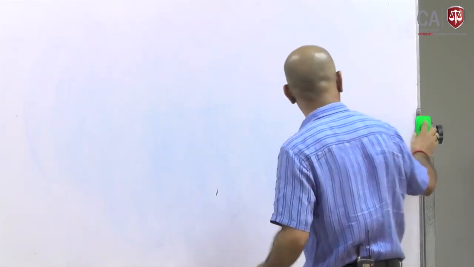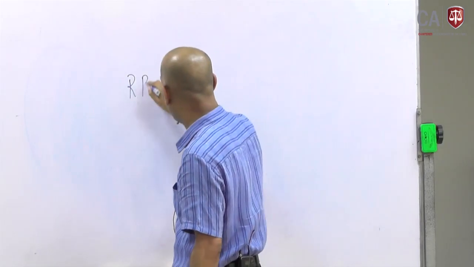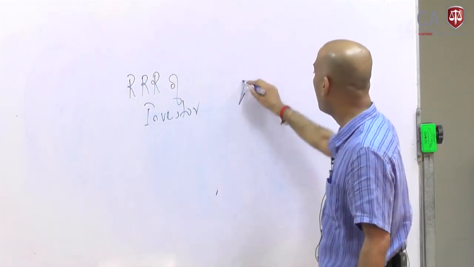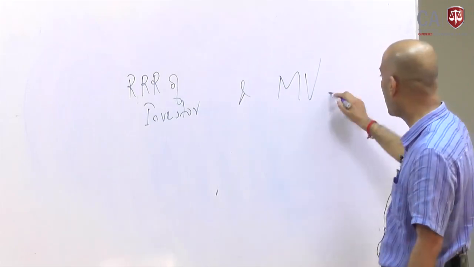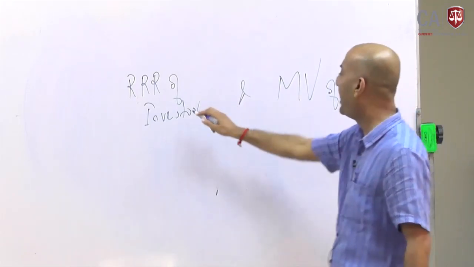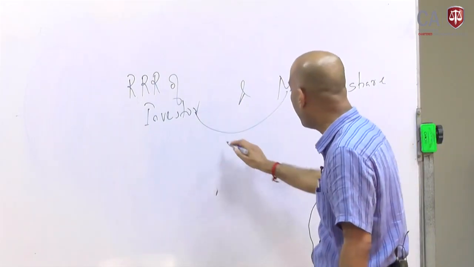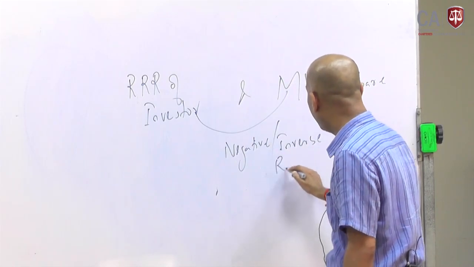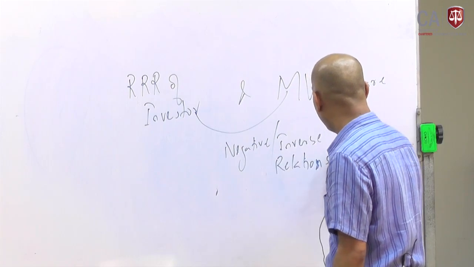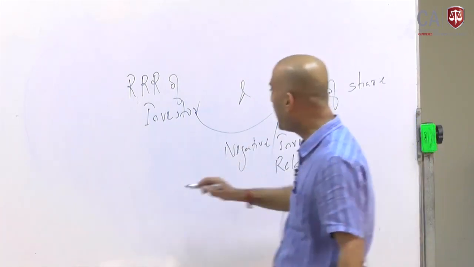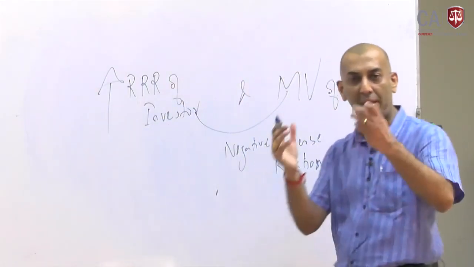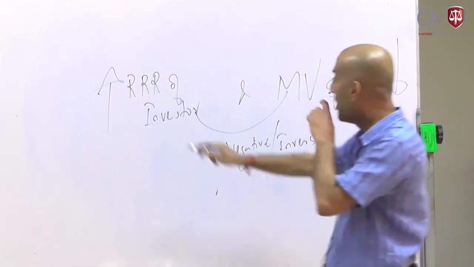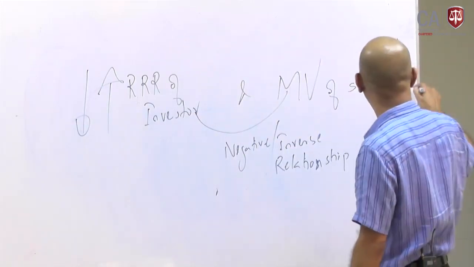And on the same thing, remember, the required rate of return of the investor, I repeat the word investor, and the market value of the share, there is a relationship. What is the relationship? It's a negative or inverse relationship. Please understand, when the required rate of return increases, that means the investor's return requirement increases, your market value comes down. Return requirement comes down, market value goes up.